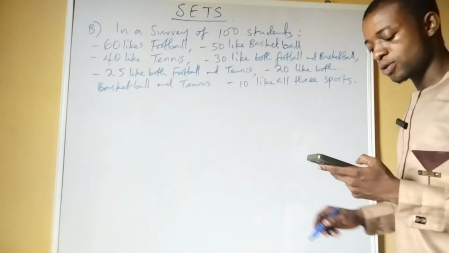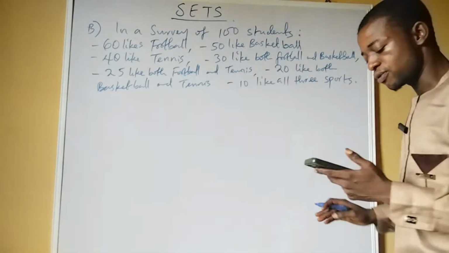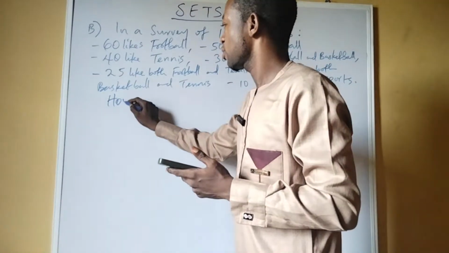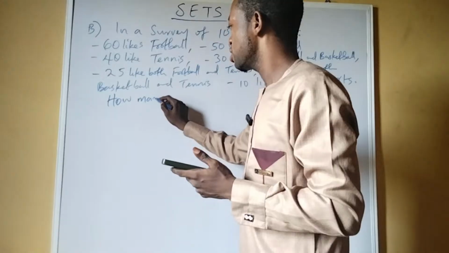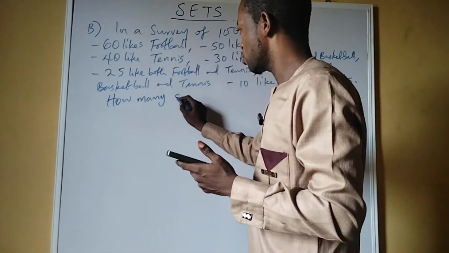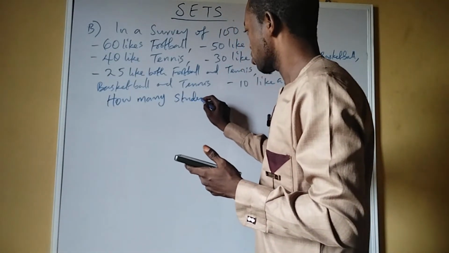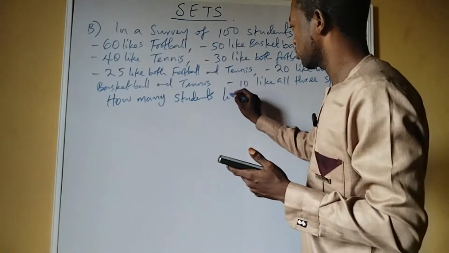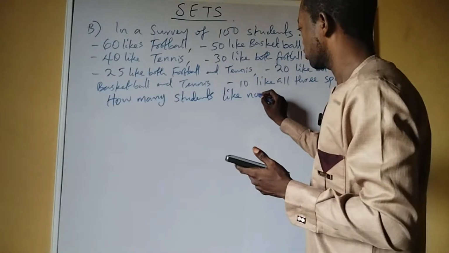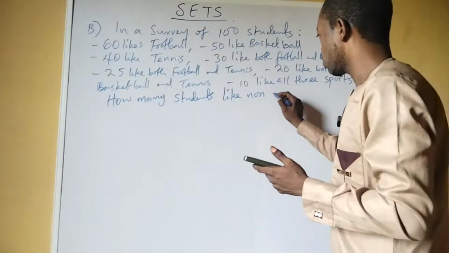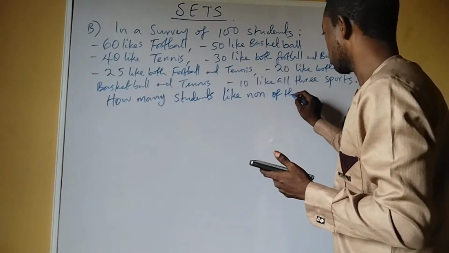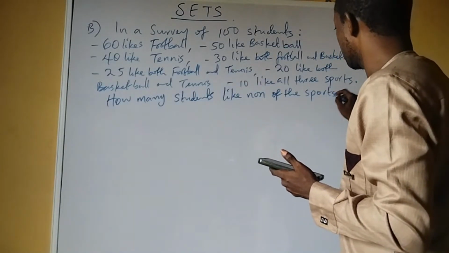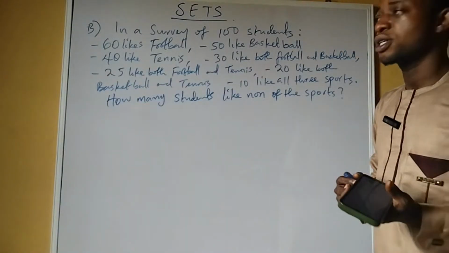That's the question. Now, that's the parameter given. The question now says: how many students like none of the sports? So it is clear what you are finding.